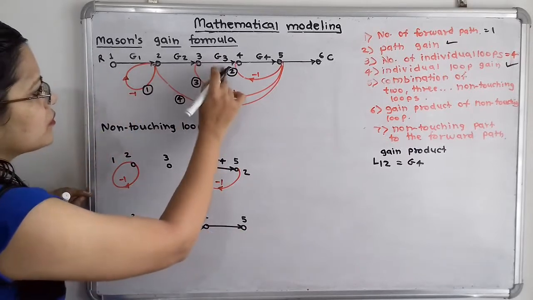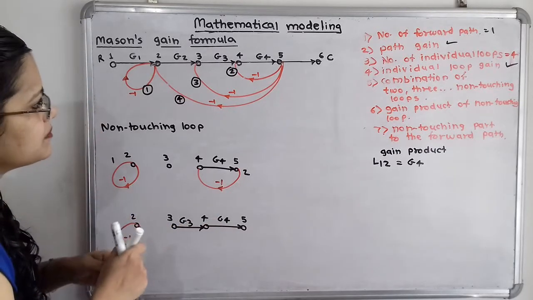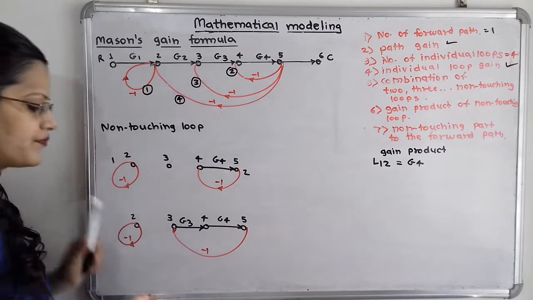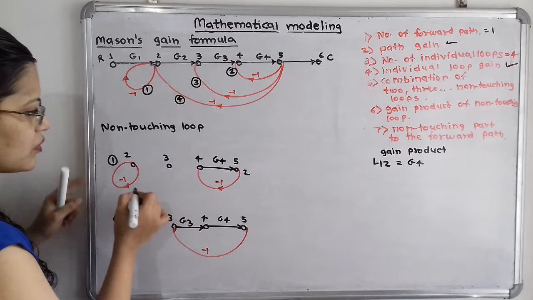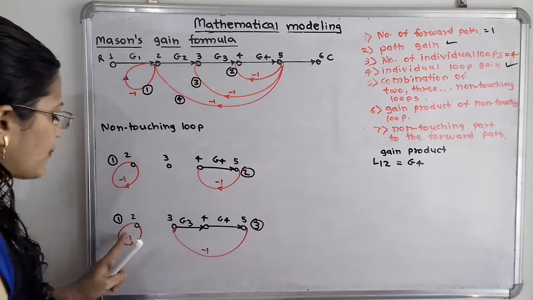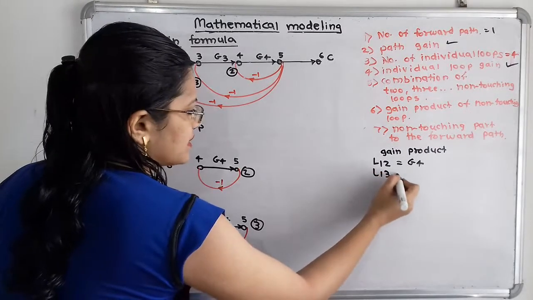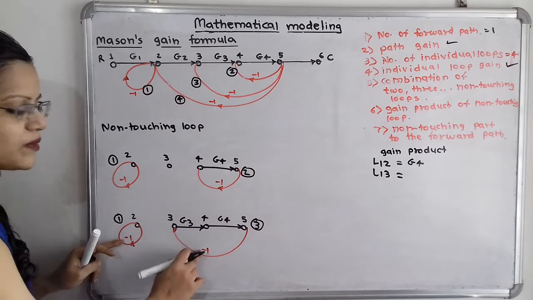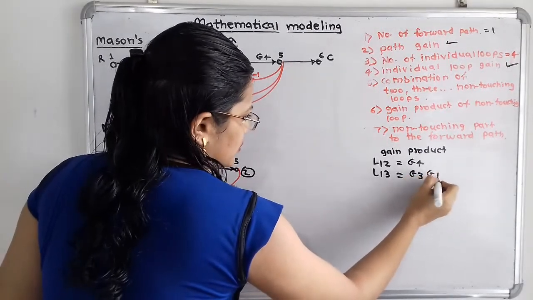Now we will show here G3 and G4. This is the gain, and for this feedback path the gain is -1. So this is loop 1, and this loop is loop 3. So there is a combination between loop 1 and loop 3. What is the gain product? That is L13, which is equal to the multiplication of all the gains: -1, that is 1, multiplied by G3 G4, that is equal to G3 into G4.